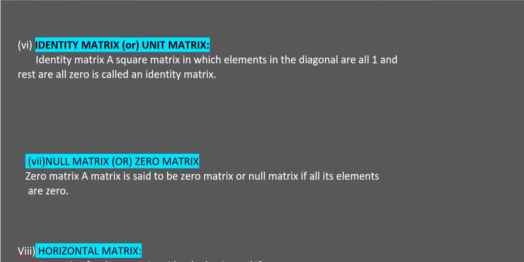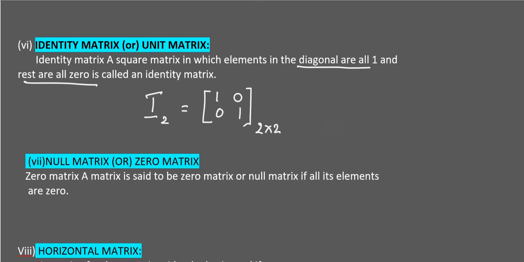Next type of matrix is the identity matrix. What is this identity matrix? Identity matrix, or otherwise called a unit matrix, where the elements along the diagonal are 1 and the rest of the elements are all 0. For example, I denote I2. I2 denotes the matrix with the order 2 by 2. Unit matrix is a square matrix. What is a square matrix? m and n are equal, number of rows and number of columns are equal, then it is a square matrix. Then only we go for the definition of an identity matrix. So of order 3 by 3, the identity matrix is given by 1, 0, 0, 0, 1, 0 and 0, 0, 1. This is the identity matrix of order 3.